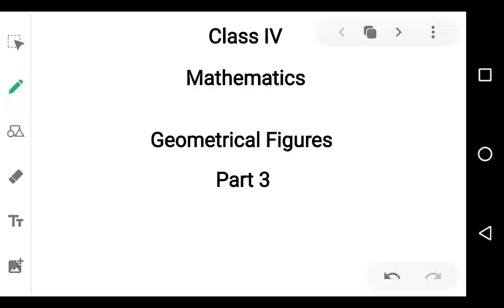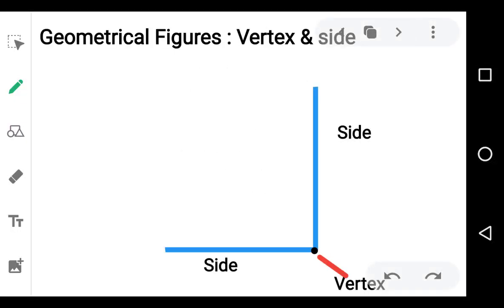Today we are going to continue the chapter geometrical figure. Now, in the last video, what we have learned? Do you remember what we have learned? Yes, circle. In circle, we learn about its different parts. What are those? Chord, center, diameter and radius. Now, our today's topic is vertex and side. So, in this video, we learn about vertex and side.